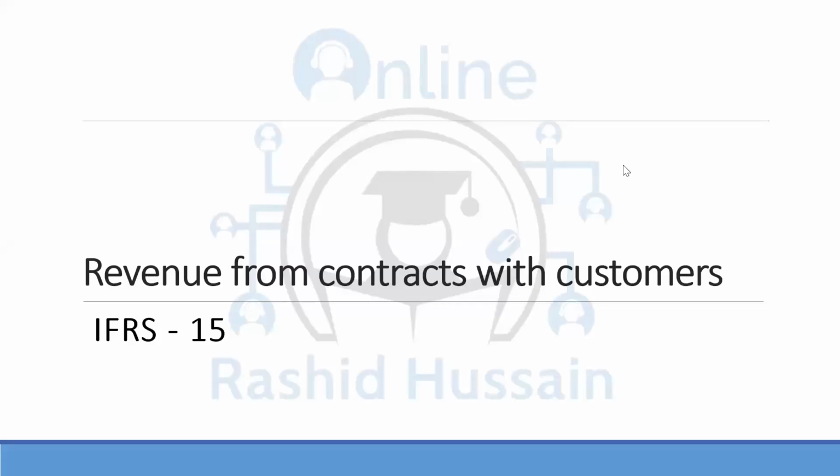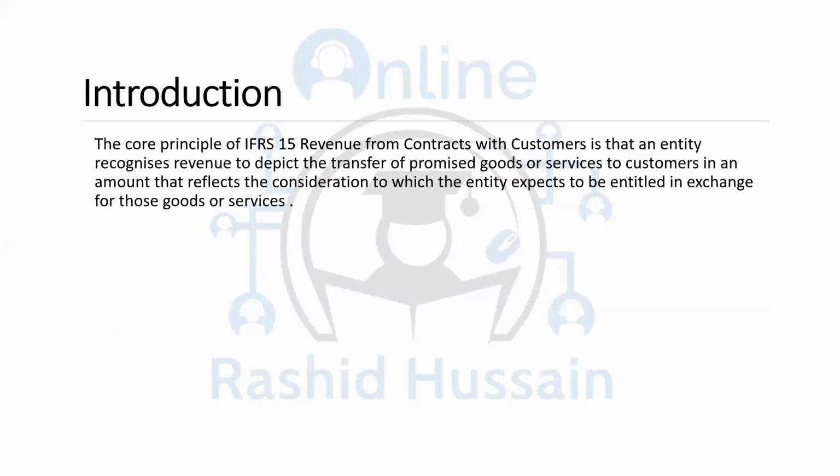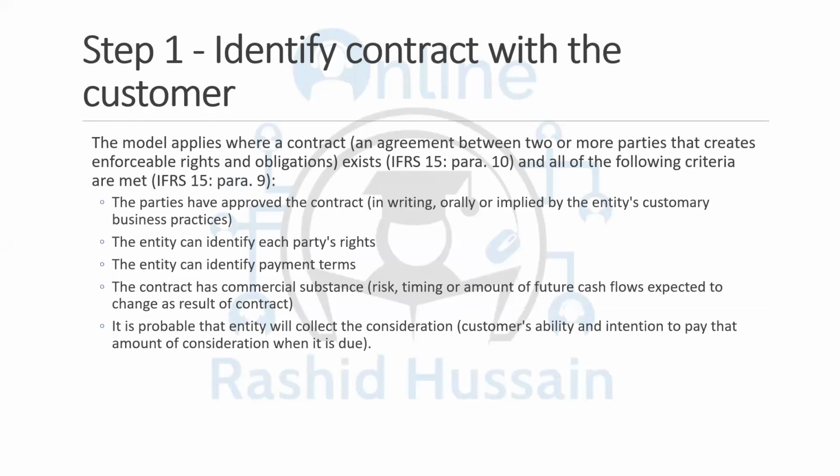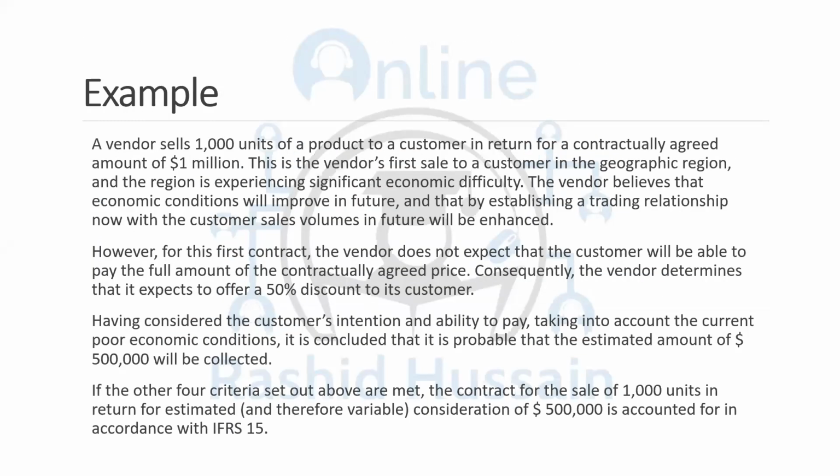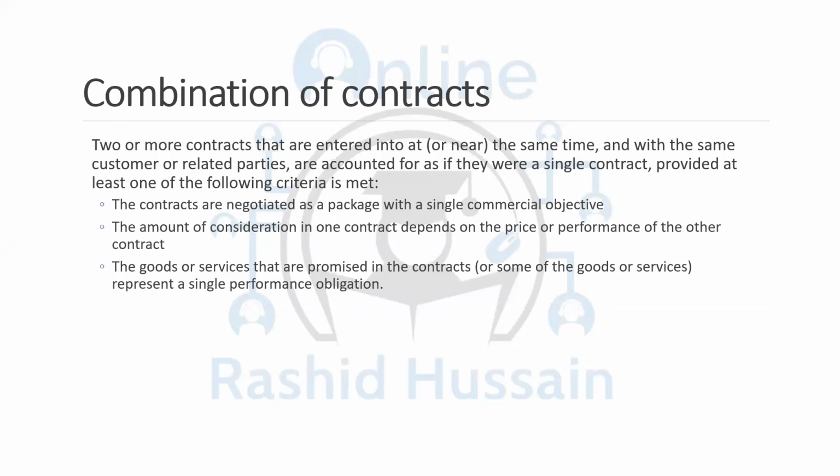All right, now let me show you where we have studied these things within the slide. Okay, so we started with this thing. The first step, identify the contract. And this was the combination of the contracts. When the contract needs to be combined, and that was 2 or more contracts that are entered into at the same time and with the same customer are accounted for as a single contract if they are dealt as a negotiation. For example, price of one affects the price of other.